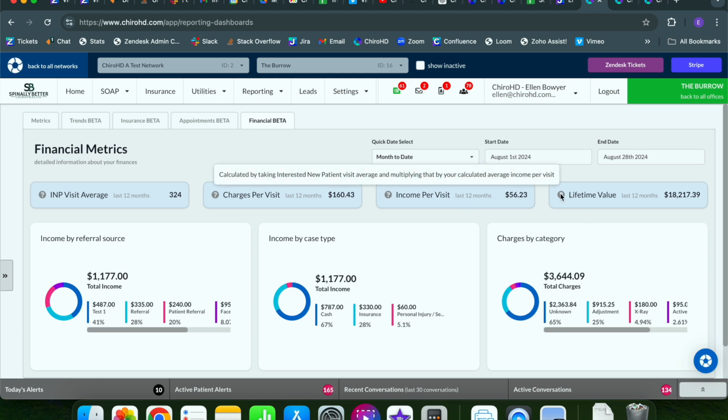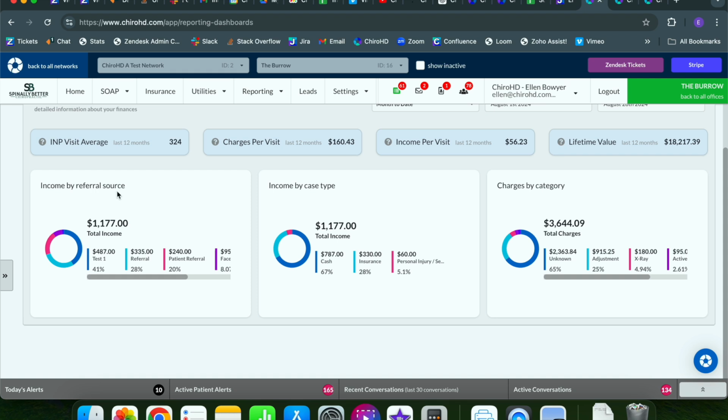Lifetime value. If I hover the question mark, it will give me a definition. This is calculated by taking interested new patients, which we've defined before. It's taking those interested new patient averages and multiplying that by your calculated average income per visit. So what is the lifetime value of those interested new patients? This is also looking at the last 12 rolling months.